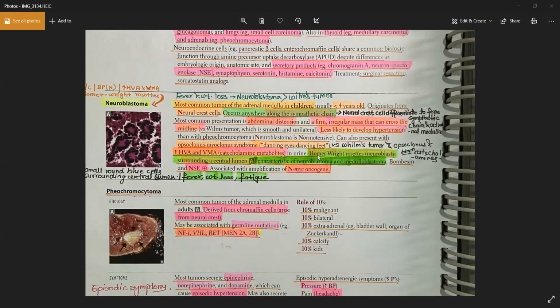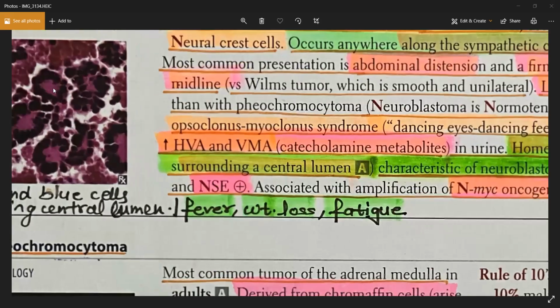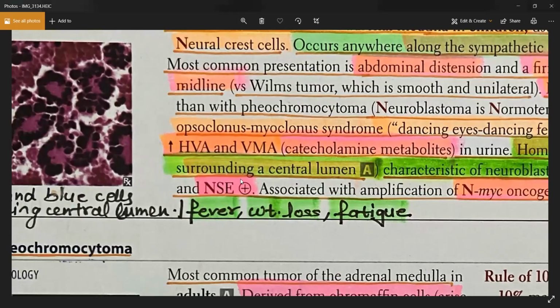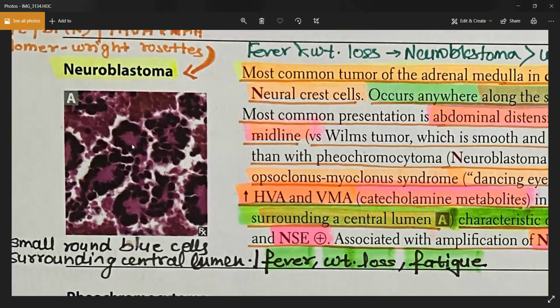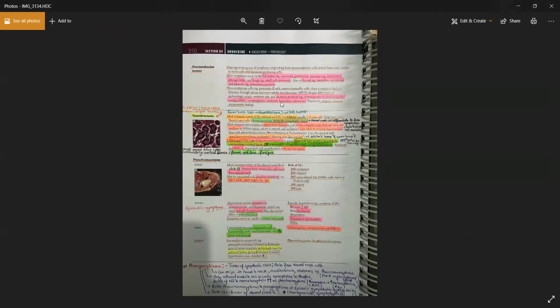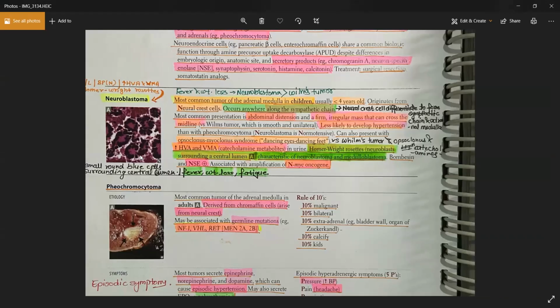In the Homer-Wright rosettes, what will happen? You will have in the center an eosinophilic center, which is, you can say, a central lumen, which is highly eosinophilic, as you can see if I zoom. This lumen is highly eosinophilic, and surrounding this lumen will be your tumor cells in a circular manner, as you can see. Okay, and these are the Homer-Wright rosettes. Very important to note. So the same histology or the same biopsy you will see in the medulloblastoma, and the same histology you are seeing in the neuroblastoma also.